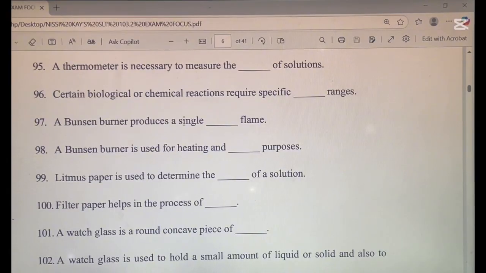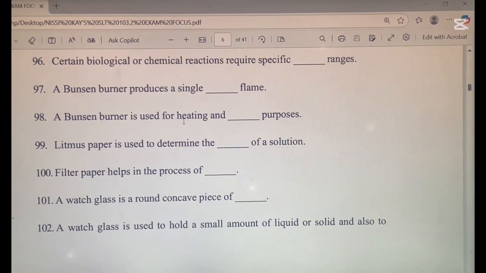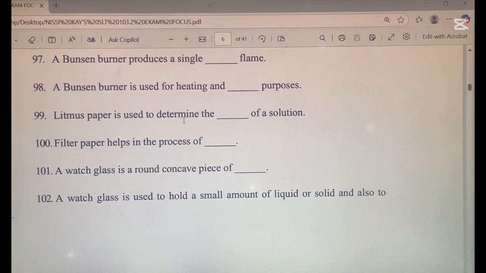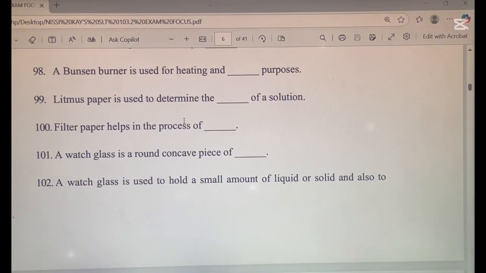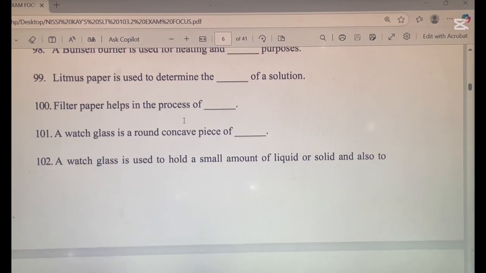The next one, a Bunsen burner produces a single open flame. A Bunsen burner is used for heating and sterilization purposes. Now litmus paper is used to determine the pH of a solution. Now, filter paper helps in the process of filtration.